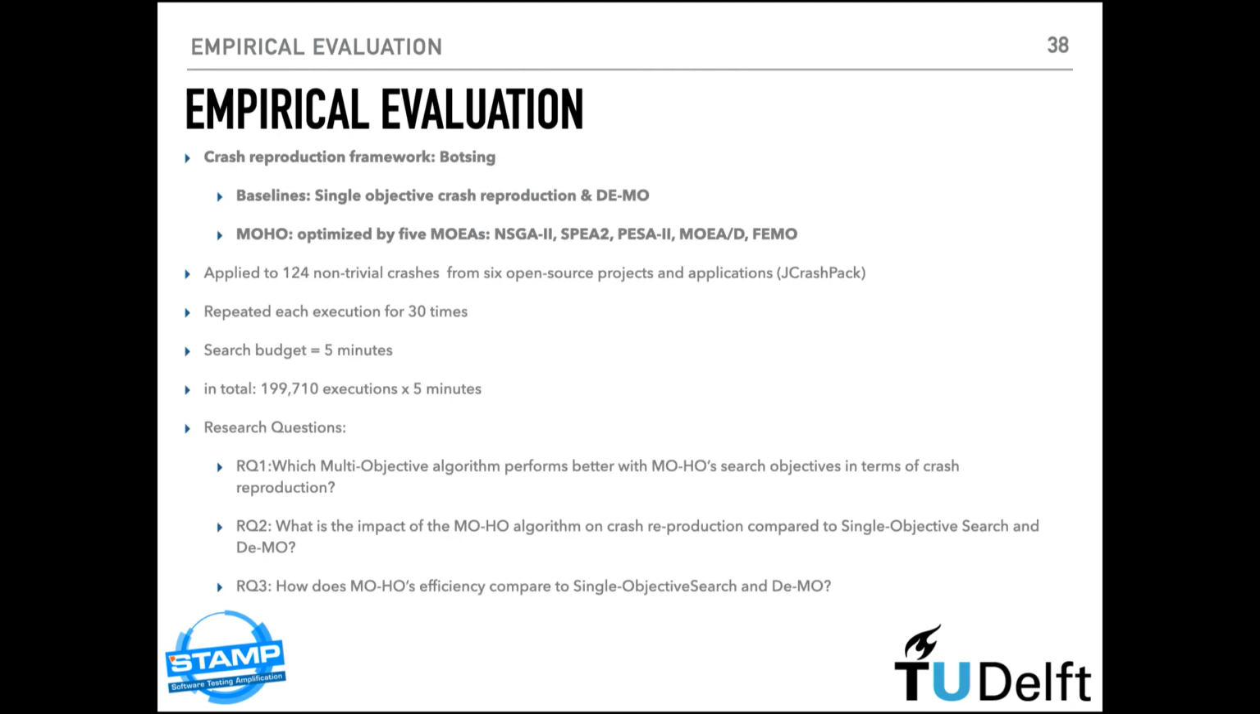To assess MOHO's helper objectives, we implemented 5 well-known multi-objective genetic algorithms from different categories of multi-objective optimization. We compared the results of the best-performing MOHO algorithms against the state-of-the-art approaches: single-objective crash reproduction and crash reproduction using DEMO. We applied all of these techniques on 124 non-trivial crashes collected from JCrashPack, a benchmark for Java crashes. Due to the randomness in search-based algorithms, we repeated each execution 30 times. We set the time budget to 5 minutes.